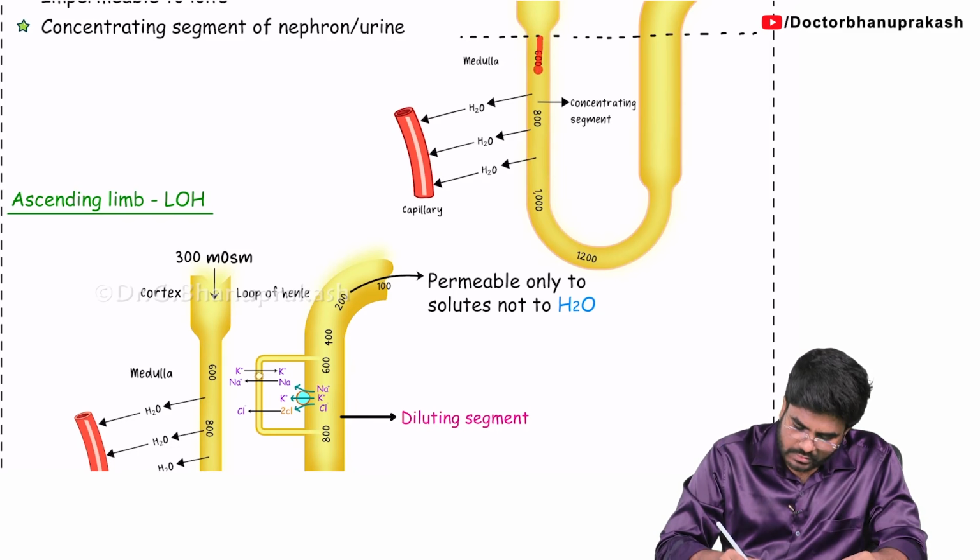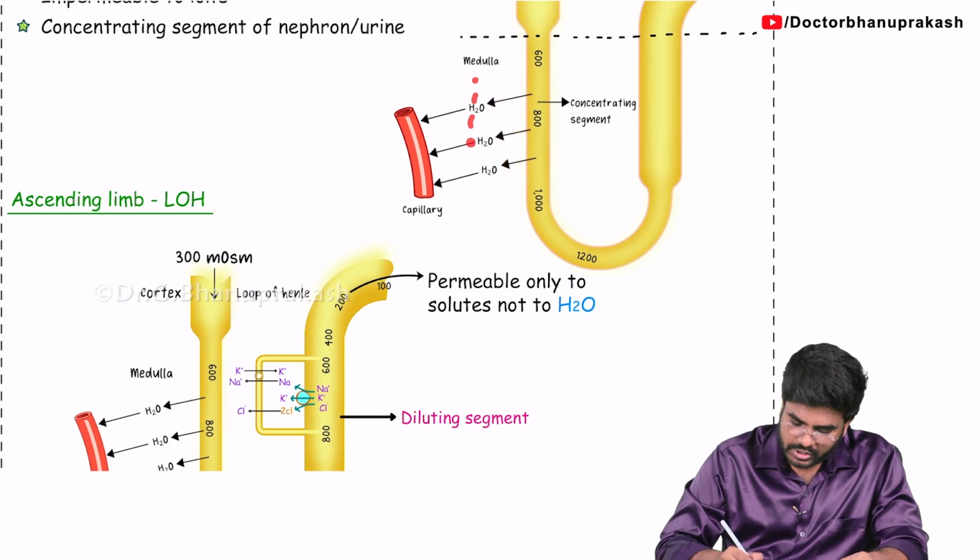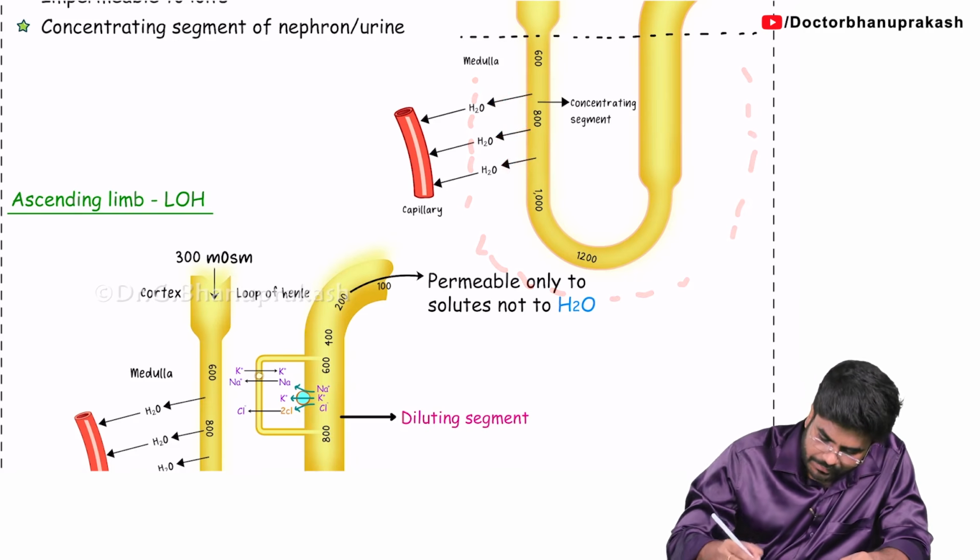See, when the urine is going through the descending limb of loop of Henle, what will happen? See, water is getting reabsorbed. Okay, what is getting reabsorbed? Water, because there is medullary hyperosmolality, all in this area. Okay, there is medullary hyperosmolality. Okay, let me write here.